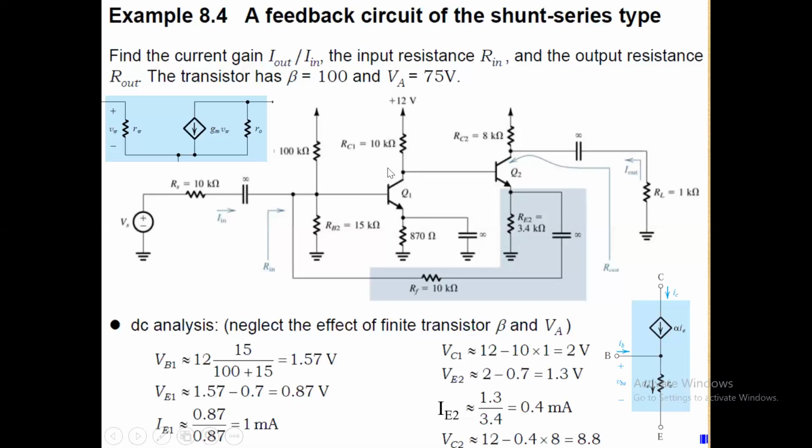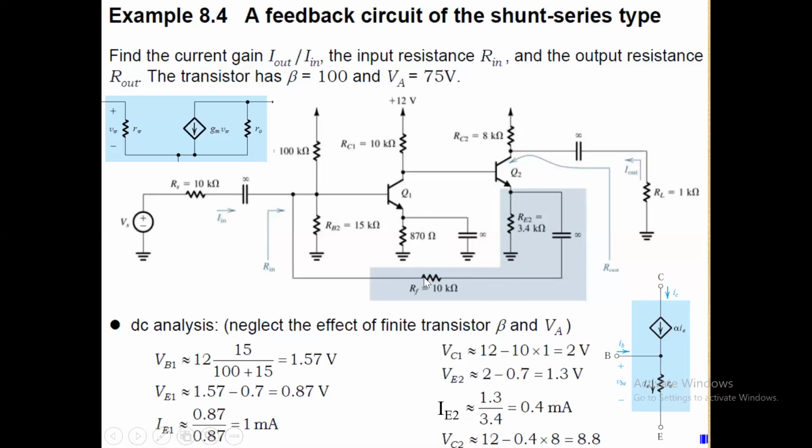So biasing is done such that this operates in the active region, and when in the active region, VBE will be 0.7, and hence we get 0.87. IE1 will be the value of the current flowing through this at the time of DC, and the value is 870 ohms, so 0.87 by 0.87 will be equal to 1 milliampere. 870 ohms gives us 0.87 kilo ohms, and that's why this will become 1 milliampere.